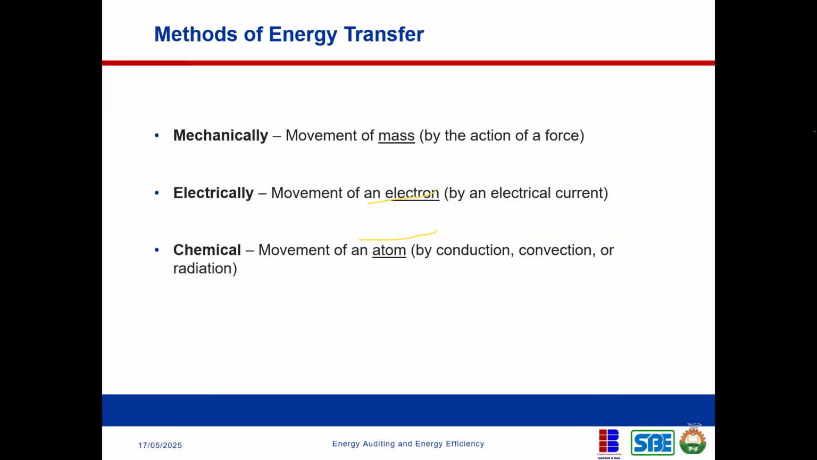Basically, there are three fundamental ways of energy transfer, right? The first one is mechanical. Mechanical is the movement of mass by the action of force. That's why I told you that when you move your body, when you take a step, when you run, those are mechanical forms of energy. Your air conditioning system is mechanical equipment. Your fan is mechanical equipment. If you go to industry, most of their equipment is mechanical because it involves movement of a mass by the application of force. By that way, energy is moved from point A to point B.